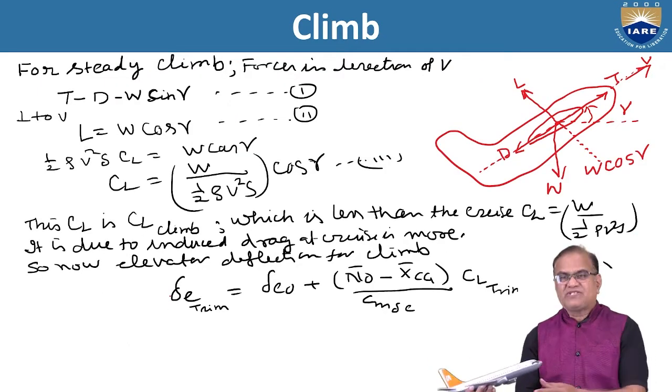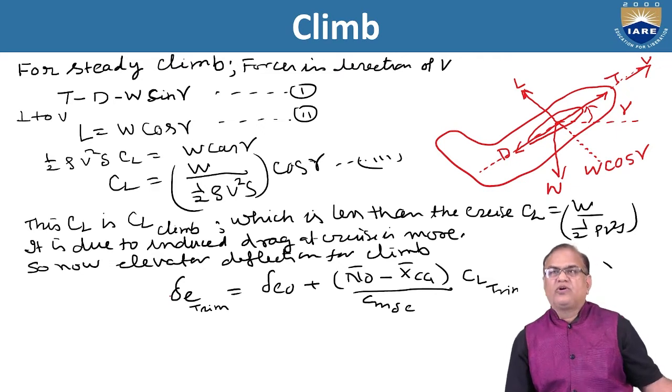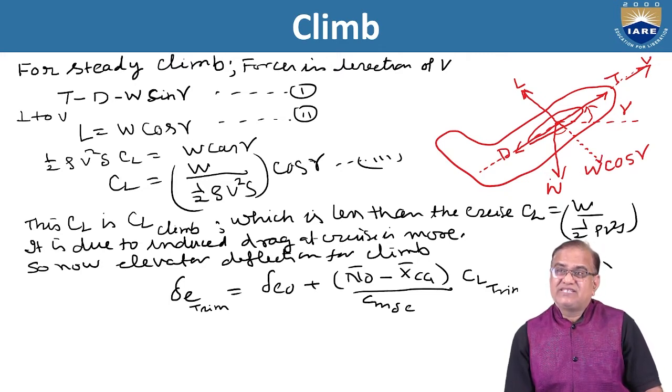Now, if the aircraft is climbing, climbing means it is going up. So what will be the condition? Here I have shown a diagram. In this diagram, this is the aircraft, thrust is in the forward direction and opposite to the drag. Weight will always remain towards the earth, but the direction of lift will always be perpendicular to the free stream velocity. So here L is in this direction. Here this is your gamma, so L will be balanced by W cos gamma, which is less than W. So here we need a lower coefficient of lift in this climb condition.